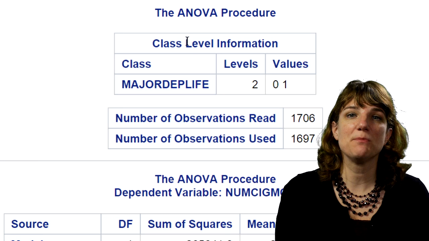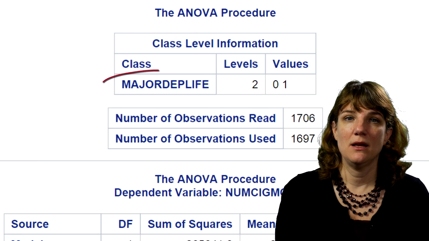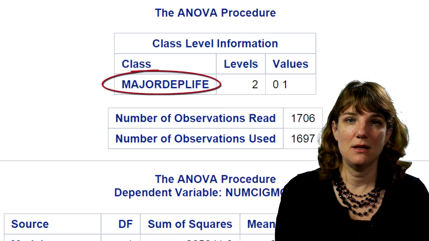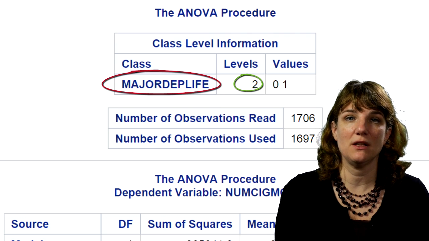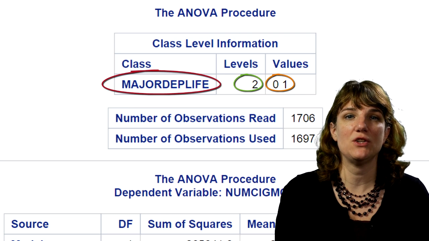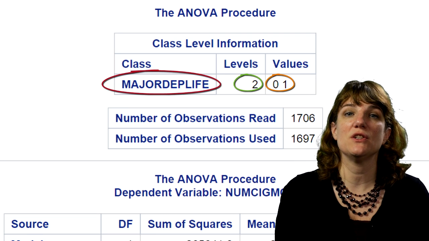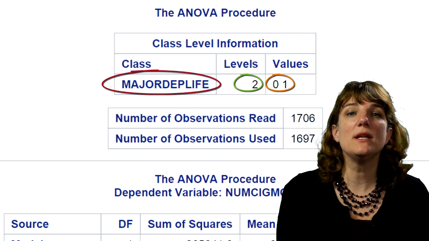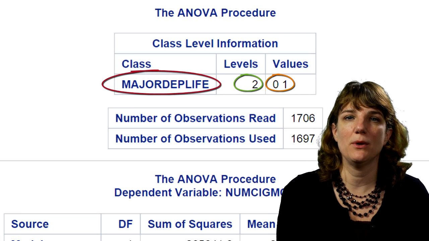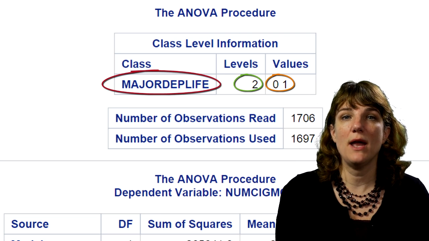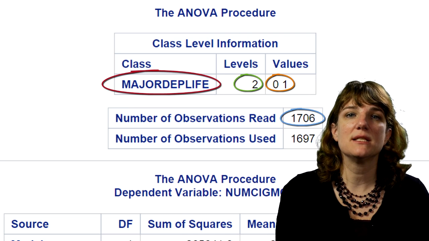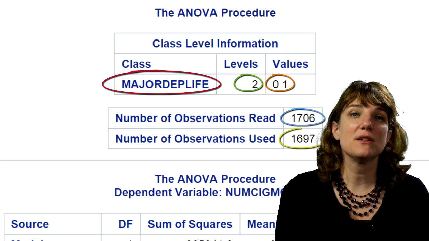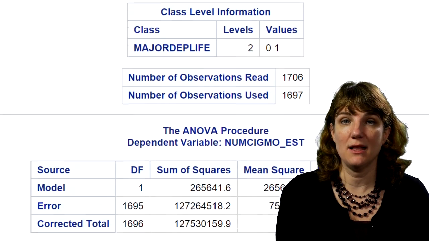Proc Anova first displays a table that includes the following: the name of the variable in the class statement, the number of different values or levels of the class variable, the value of the class variable, and the number of observations in the data set and the number of observations excluded from the analysis because of missing data, if any. So here we see our categorical explanatory variable, major dep life, has two levels, and the values are 0 and 1. Of the 1,706 observations, 1,697 were included in the analysis.